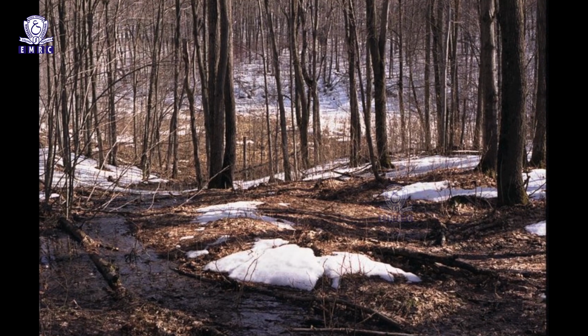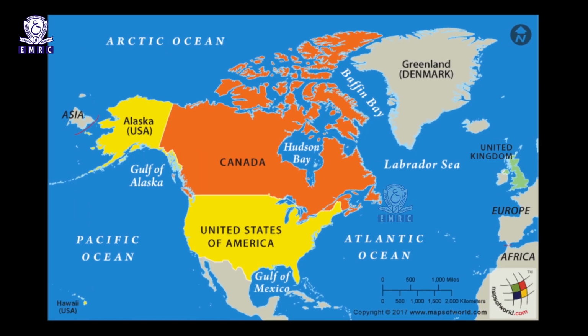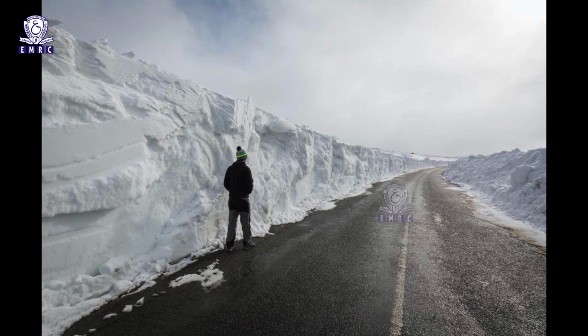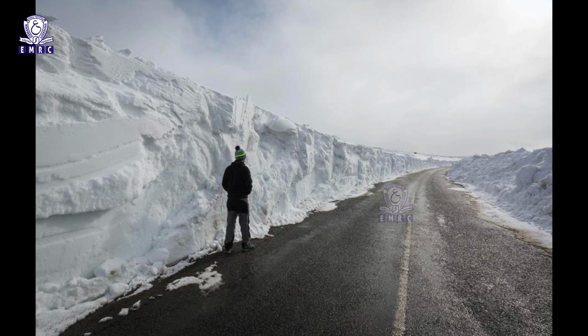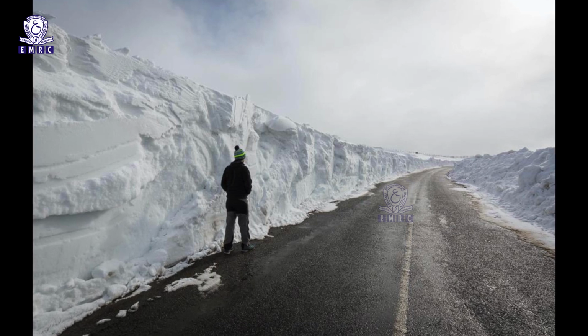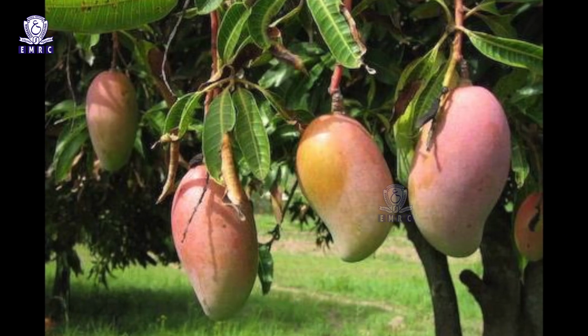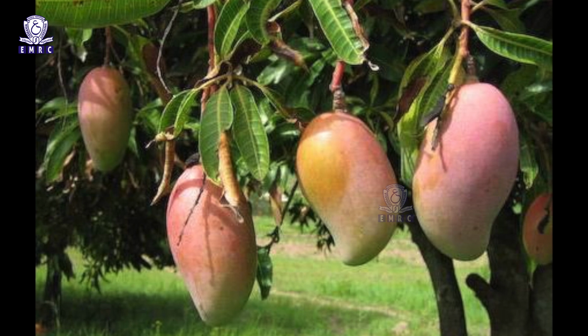The early melting of the winter snow in Great Britain, Norway, Canada, the United States, etc. has resulted in an early beginning of the spring season by at least 15 days, as evidenced by flowering of the plants of spring season two weeks in advance. The flowering of the mango trees in Uttar Pradesh in India in December also indicates a warming trend.